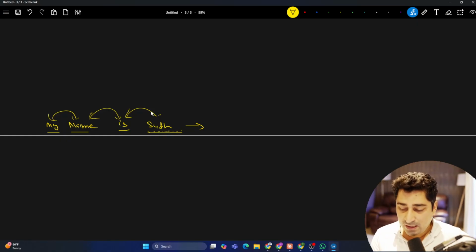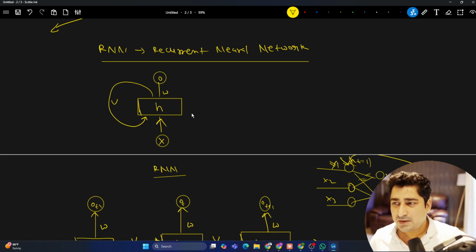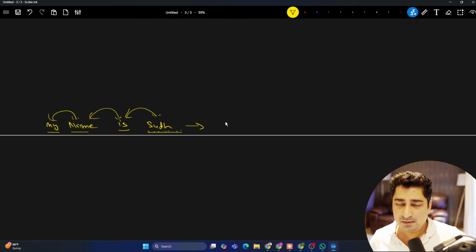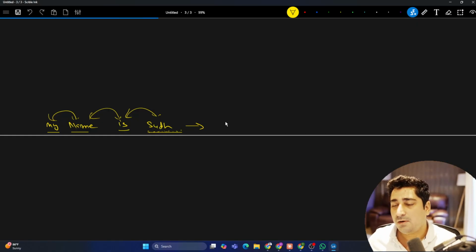Vanilla means a simple RNN I'm talking about, not a stack of RNN, which can solve a simple problem, maybe many to many, many to one. Obviously, with stacking, maybe we can do it in a horizontal direction or a vertical direction in case of RNN. Okay, so let's talk about this problem statement.